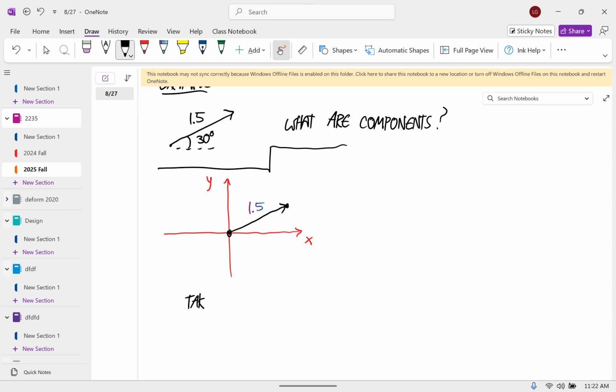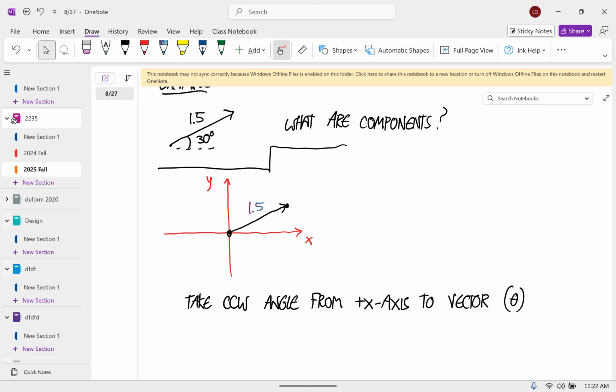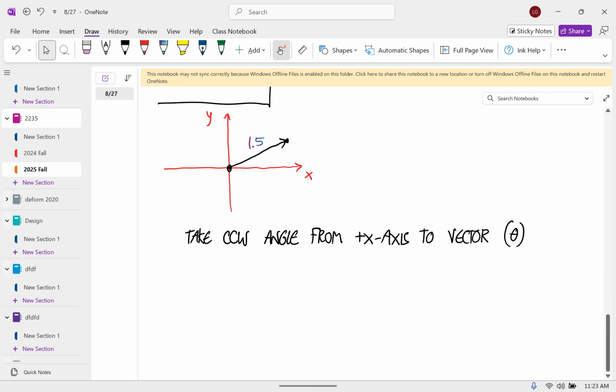Take the counterclockwise angle from the coordinate system's positive x-axis to the vector, and I'm going to call that theta. Then the components of this vector, u, are the length times the cosine of that theta, and the length times the sine of that theta.